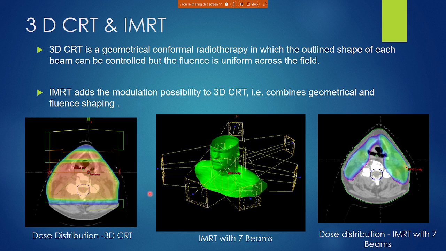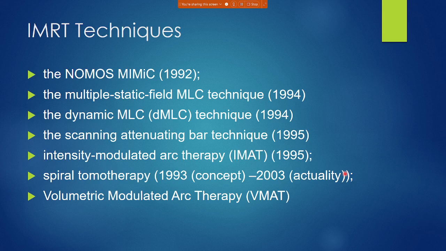Then came the IMRT. This is a 7-beam IMRT. If you do this, you can have dose distribution to a tumor volume like this and avoid the critical organ, which is actually in the middle of the two tumor volumes that you see here. So it is possible to sculpt the dose distribution to the shape of the tumor volume. That is the beauty of IMRT.